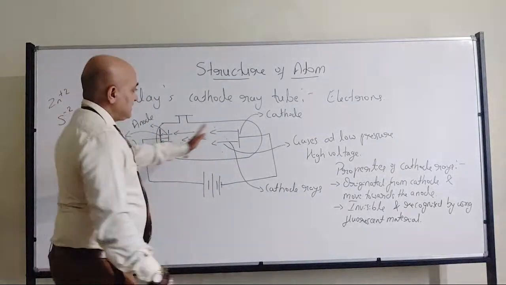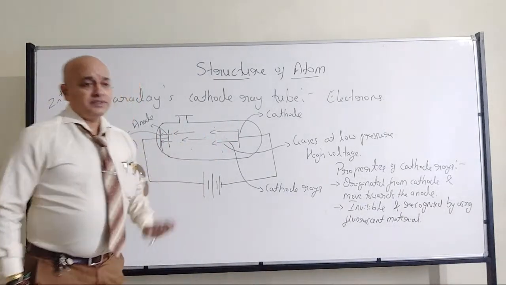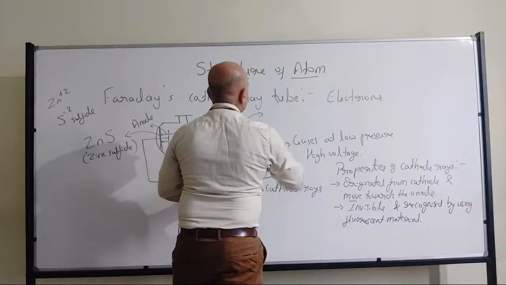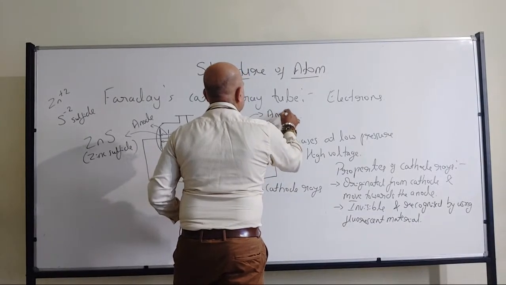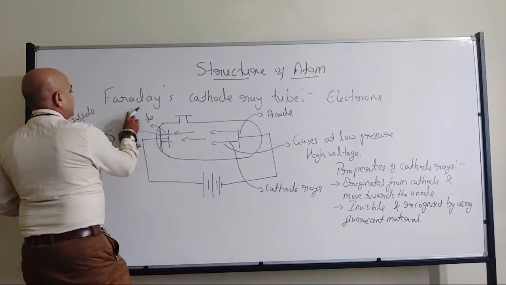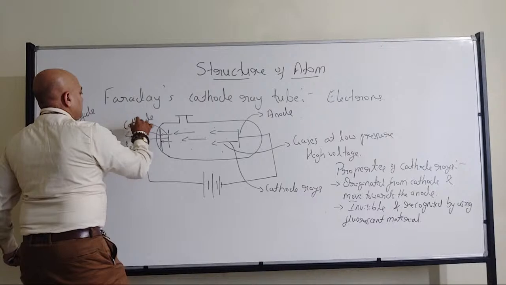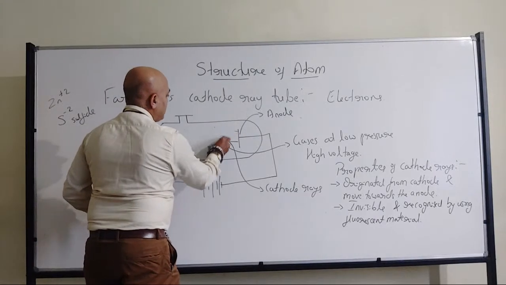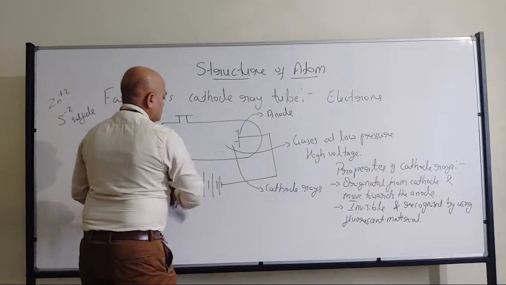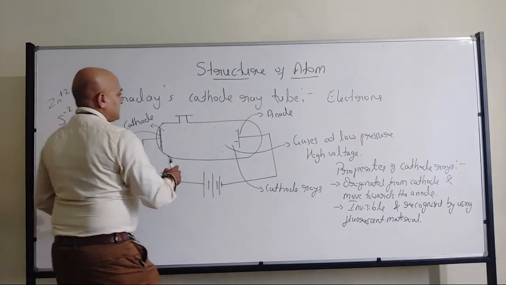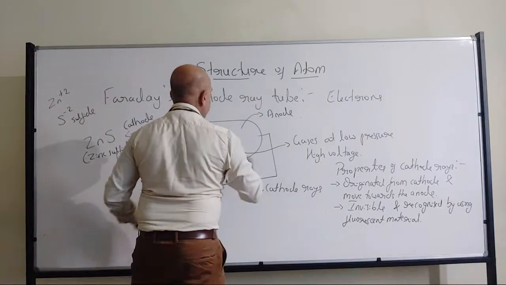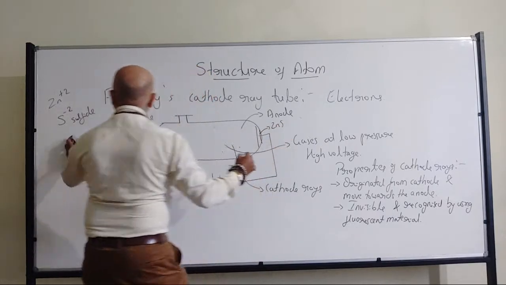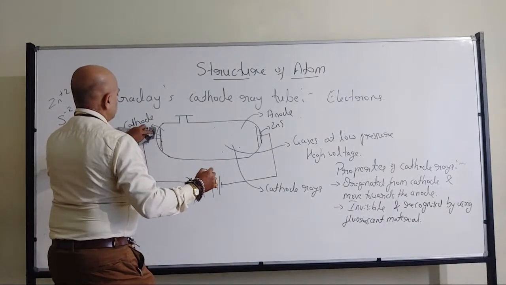I have actually drawn it in reverse. Cathode should come here, anode should come there. In the exam also, you people might do the same thing. The preference is that cathode should be on the left side and anode on the right side. Since I showed the batteries like this, that's where the problem came. So I will make it as anode. Here we have the zinc sulfide.